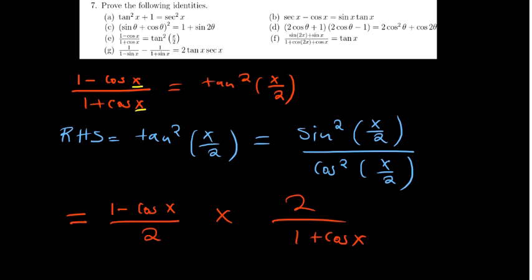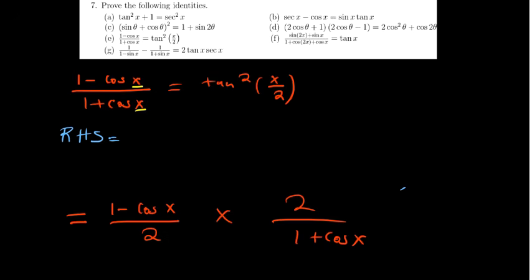Okay, so now the next step: the 2 can cancel, and then basically you're just going to have 1 minus cosine of x over 1 plus cosine of x.